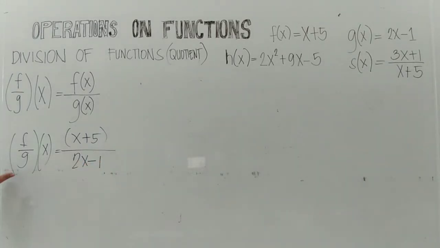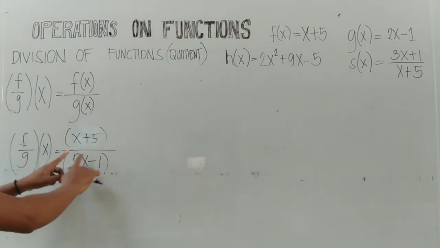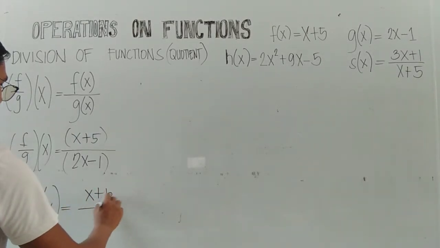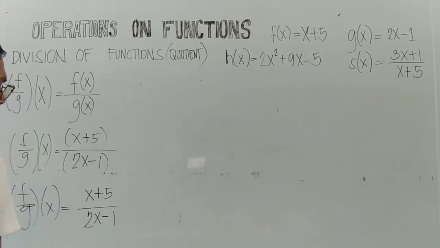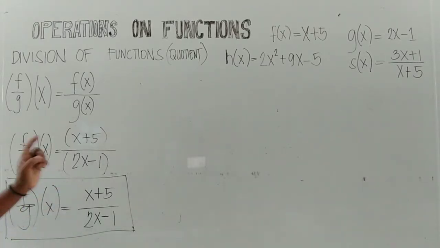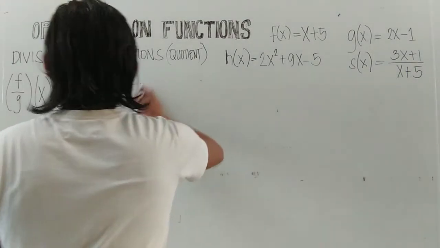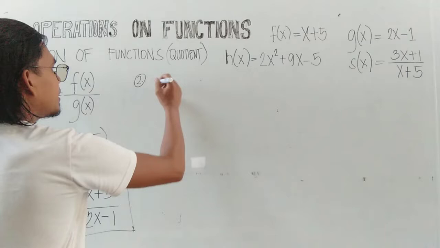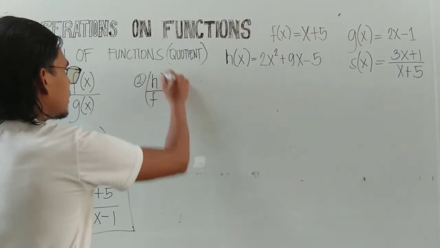So in this case, we have f over g of x equals the quantity x plus 5 divided by 2x minus 1. Here, guys, we are just copying the quantities, with x plus 5 as the numerator divided by 2x minus 1, because there is no common factor. So we will write it as it is: x plus 5 over 2x minus 1. And that's it. So assuming this is your example number 1, let's proceed to example number 2. Example number 2 will be h over f of x.